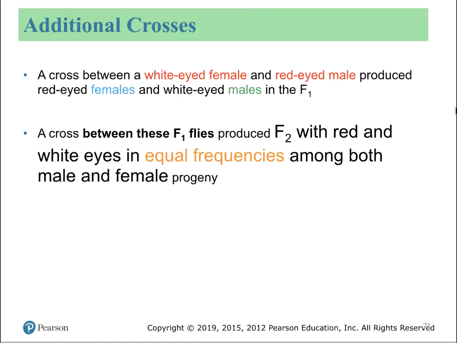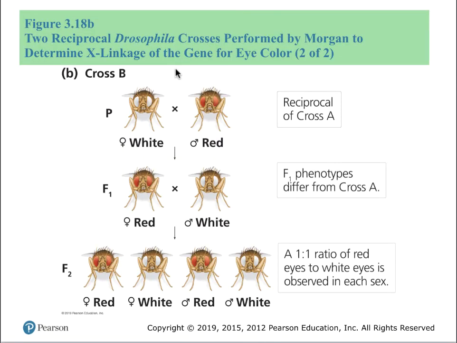Eventually, they were able to obtain white-eyed females, and when they crossed those white-eyed females with wild-type red-eyed males, they produced red-eyed females and white-eyed males in the F1, but no white-eyed females. But when they self-fertilized the F1, they were able to produce in the F2 both red and white-eyed flies with equal frequencies among both sexes. That reciprocal cross, that alternative cross, breeding the mutant in the opposite direction, produced the data as indicated here.